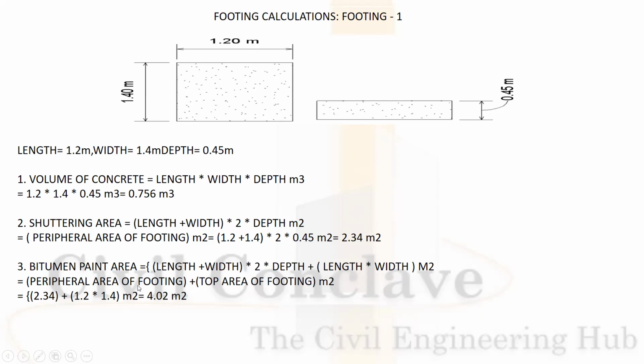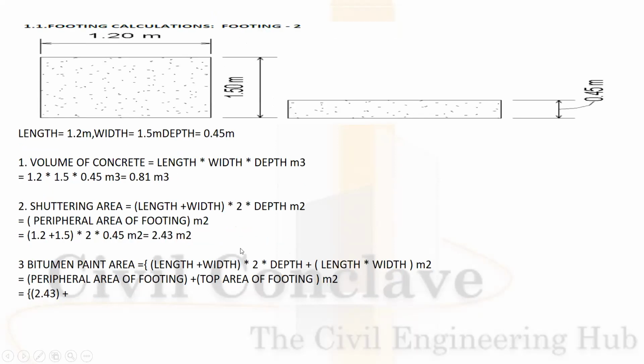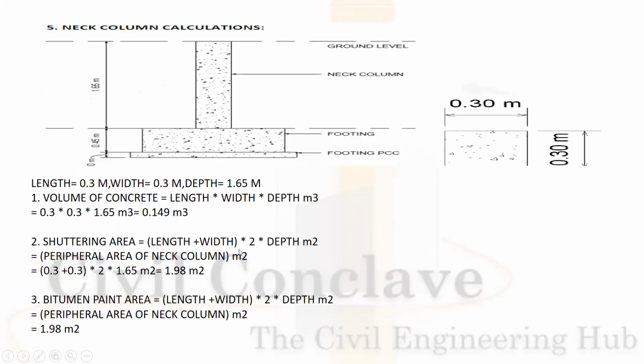Bitumen area, length plus width whole multiplied by 2 into depth plus length into width, whole in square meter. That is peripheral area of the footing plus top area of the footing. That is 2.34 plus 2.34 whole multiplied by 1.2 by 1.4 square meter, that is 4.04 square meter. The same methodology is adopted if other footing sizes are there.